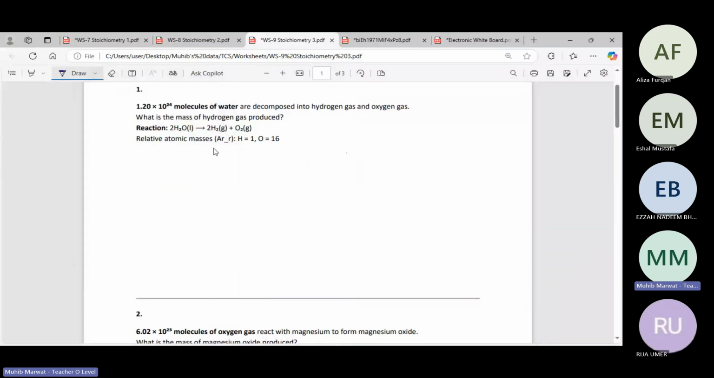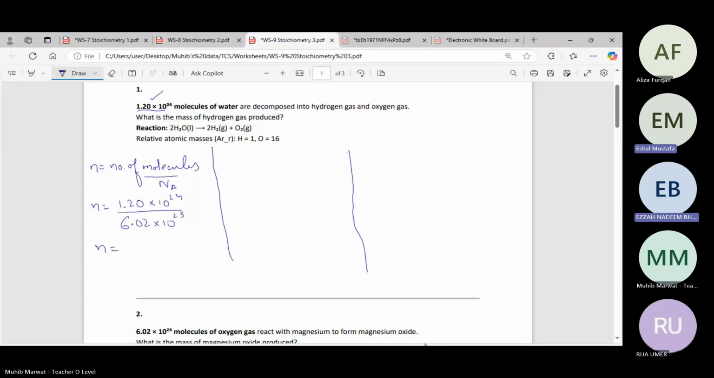So what we are going to do, again, the three steps: step number one, step number two, and step number three. As we know, we always find the ratio in number of moles, but we have not been given the number of moles. So we will convert this number of molecules into number of moles by using the formula: n is equal to number of molecules divided by Avogadro's number. So number of moles is equal to 1.20 × 10^24 divided by 6.02 × 10^23. Please calculate it.